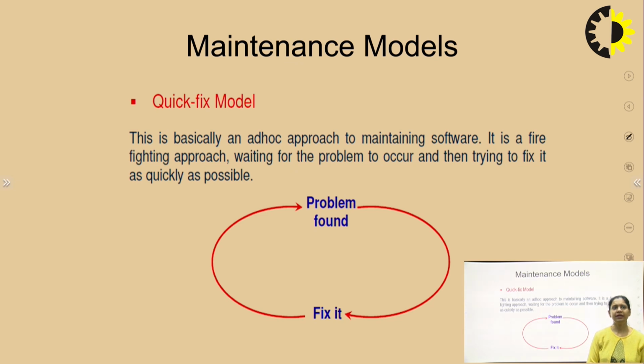Now we have different maintenance models. The first one is the quick fix model. The quick fix model is nothing but, as soon as a problem is encountered, we try to fix it, and then the cycle moves on. You found a problem, you fix the problem and release the software. Again, a problem is encountered, you fix that problem and release the software. So it is a simple one, but it is very rarely used, because encountering a problem and fixing it every time is not feasible.